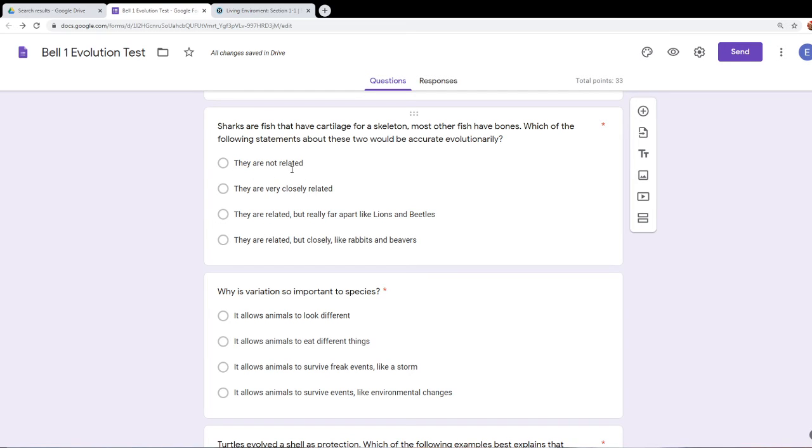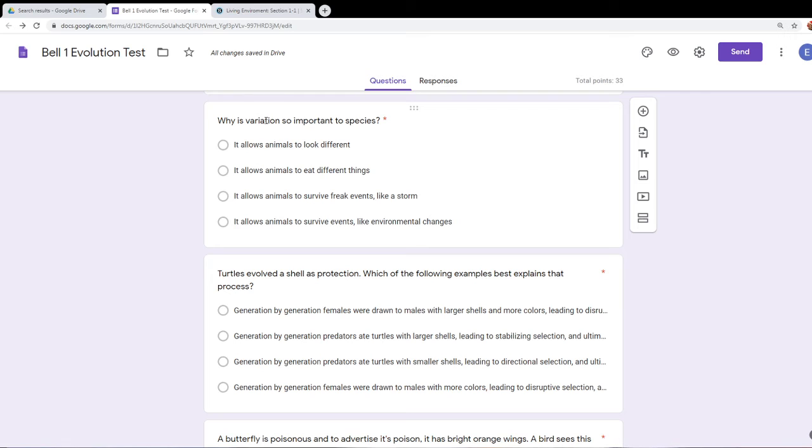That they are not related, that they are very closely related, that they're related but really far apart, like the difference between lions and beetles, or that they are related but closely, like rabbits and beavers. So they're not like super close, but they are definitely part of the same group. So either they're not related at all, they're very closely related, they're related but far apart, or they're related and pretty close. Not super close, but pretty close. So fish with cartilage, or sorry, sharks, which are fish with cartilage, and fish, which are fish with bones.